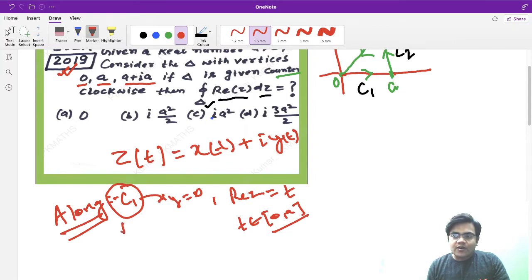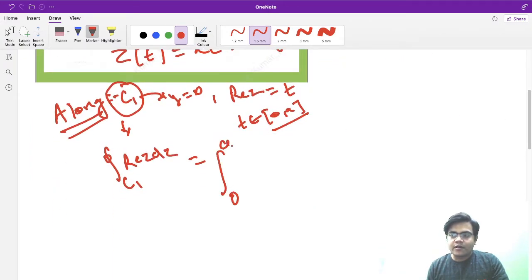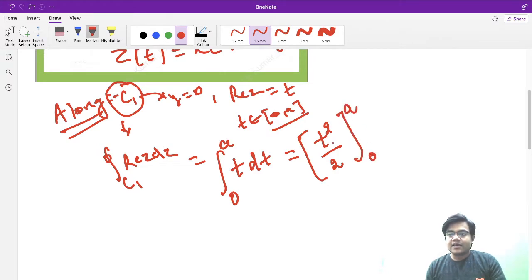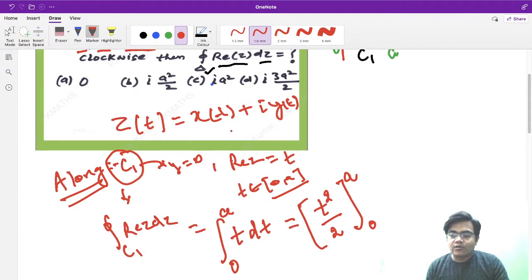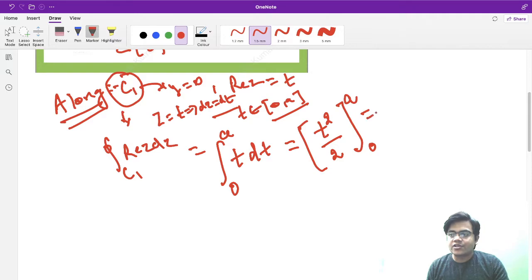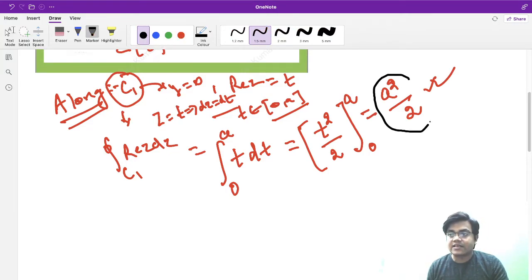So now along c1, if you want to perform the integration of real part of z dz, how does it look? Certainly it looks like the integral from 0 to a of t dt, since real part of z is t. Right, from 0 to a, t dt. All right, so from here what can you see, it is t square by 2 from 0 to a. Now you may ask why I have taken dt right here. If your z is equal to t, then dz can be written as dt, no problem. So that's the reason. And yes, you will not hesitate to see this as a square by 2. So yes, along C1 you have obtained your integration as a square by 2.